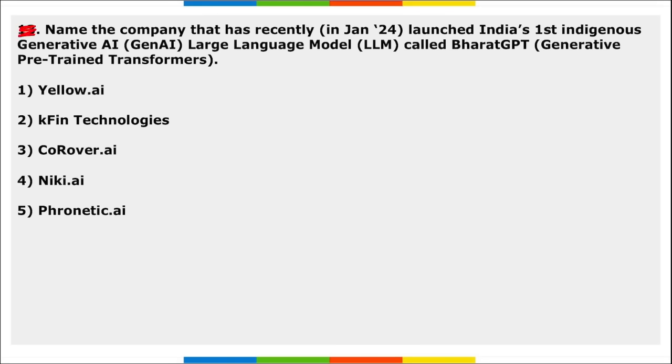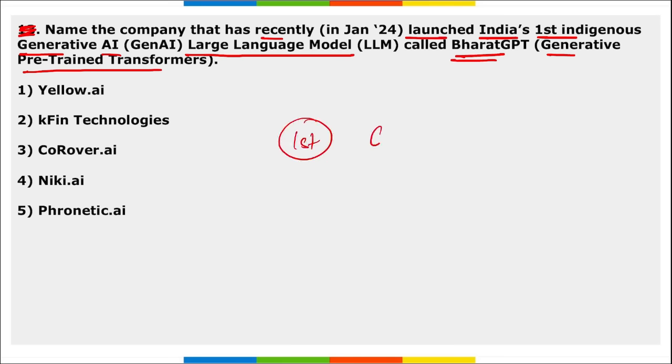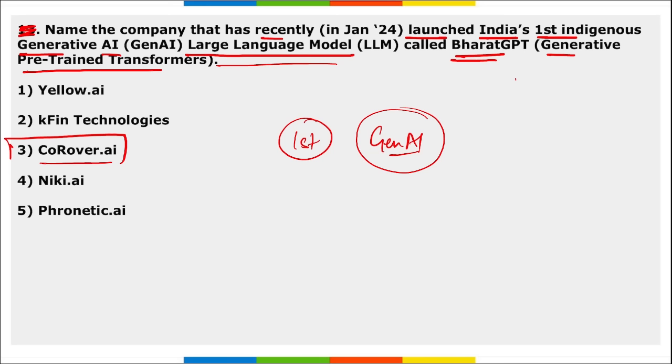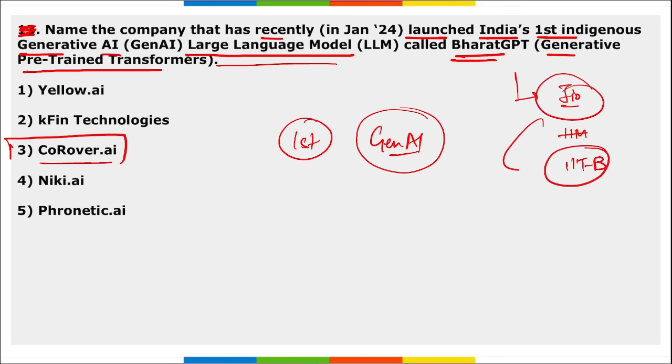Now friends, let's move to some revision part that will be beneficial for your learning. Name the company that has recently launched India's first indigenously generative AI large language model called Bharat GPT. GPT is your generative pre-trained transformers. It is Corover.ai. Even if you remember Bharat GPT, it was a tie-up between Jio and IIT Bombay, right? There was news also that Jio will be collaborating with IIT Bombay students to set up this Bharat GPT.